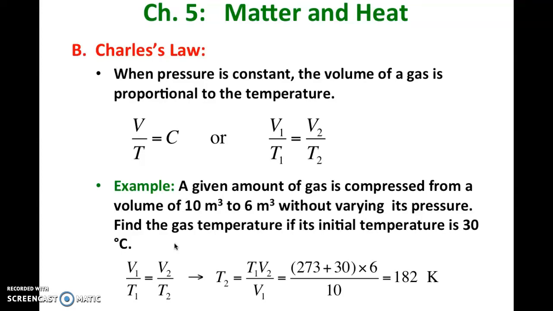182 Kelvin. It should be noted that the temperature in the physical laws is the absolute temperature. For Celsius 30 degrees, we need to add 273 to change it into degrees in Kelvin.